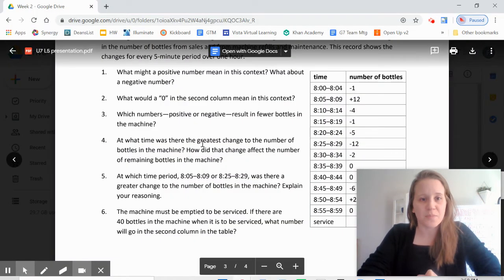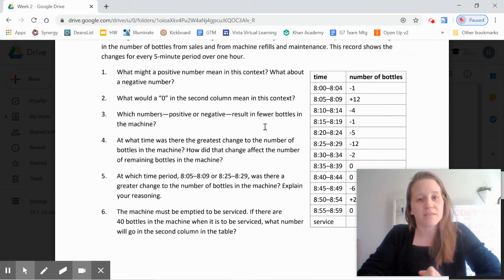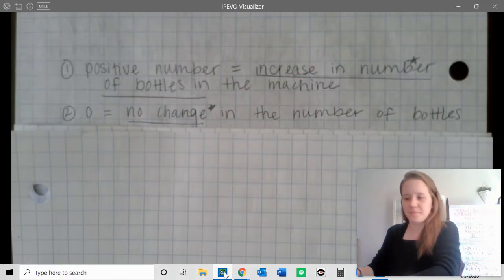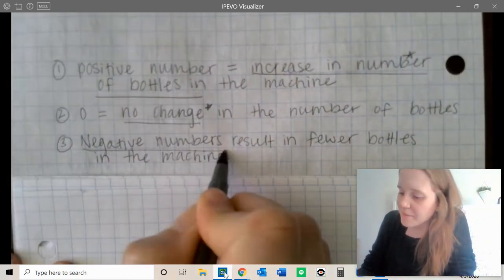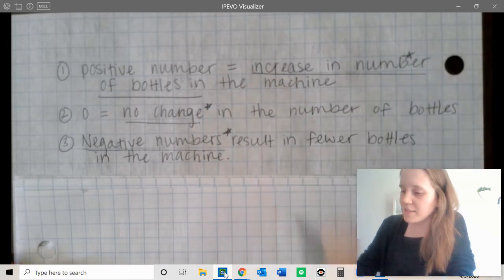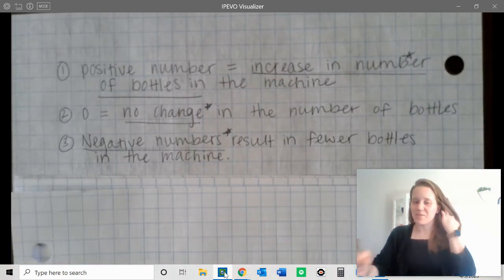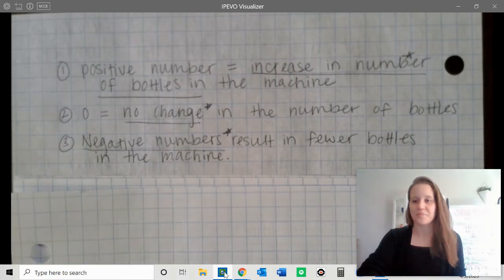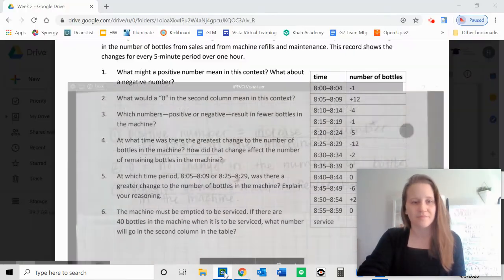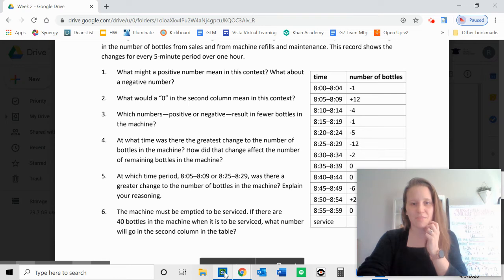Number 3, which numbers, positive or negative, result in fewer bottles in the machine? Number 3, here's what I wrote. And you should have written negative numbers result in fewer bottles in the machine. So look for that phrase, negative numbers, put a star by it on your paper if you got it. Okay, number 4, we're almost there, team.